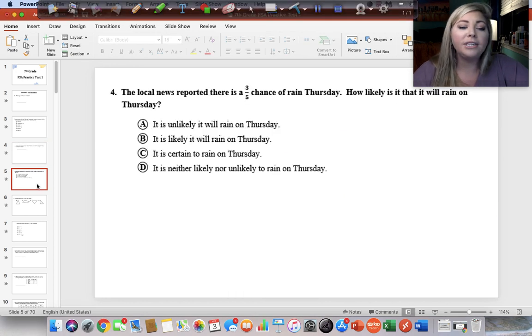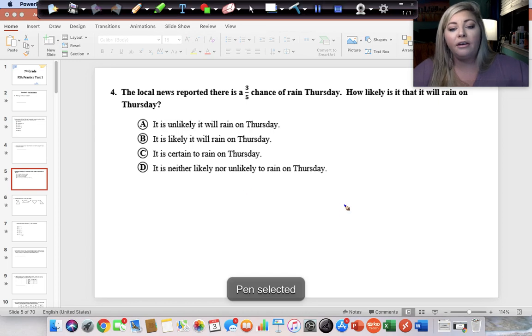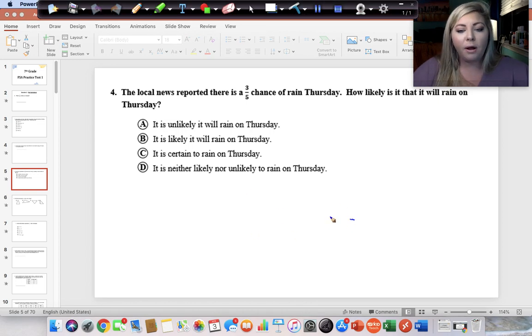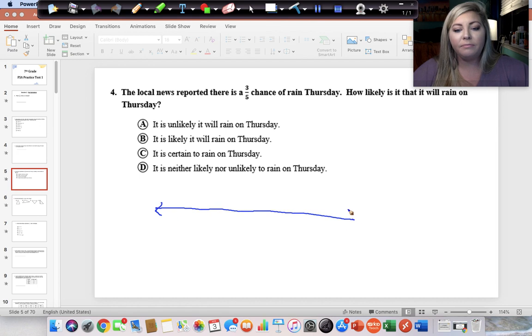All right, number 4 says, the local news reported there is a 3/5 chance of rain Thursday. How likely is it that it will rain on Thursday? Okay, so I look at probability here, like if we've got this line, okay? And this is 0, which means it's never going to happen. There's 0% chance. And here's 100%, right? And if we're talking in fifths, this would be 5 out of 5, because 5 out of 5 is 1, or 100%.